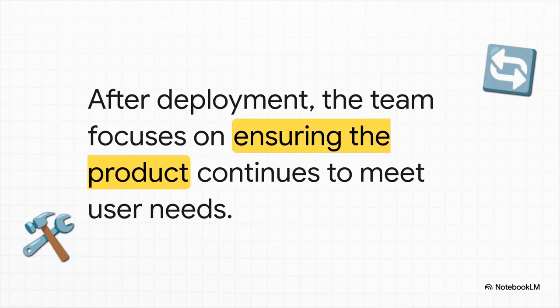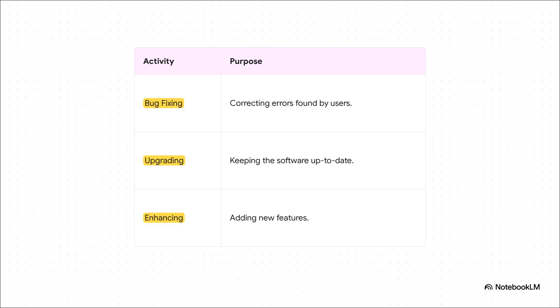Because once the app is in the hands of real users, we enter the final, and often the longest phase of the entire lifecycle, maintenance. This is what keeps the software alive, healthy, and relevant over time. Now, maintenance isn't just one thing. It's really a mix of 3 key activities.